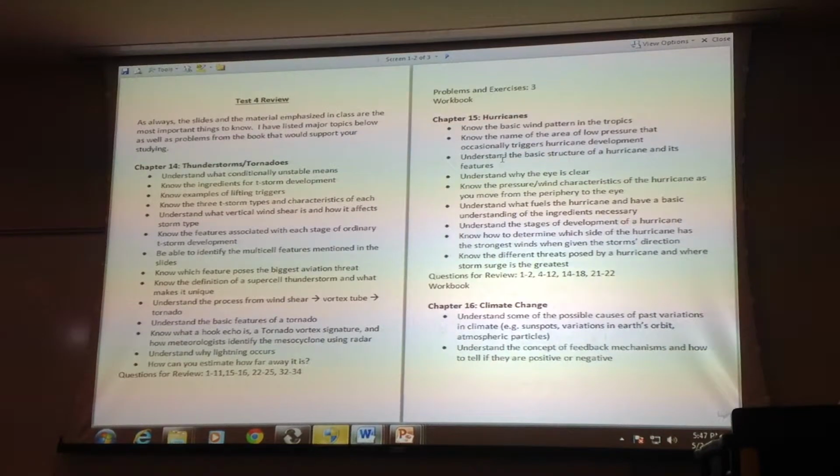Understand the basic structure of a hurricane and its features. So that's like the eye wall. What do y'all remember about the eye? Tell me some of the eye features. It's calm. How about the temperature characteristics? Compared to other parts of the hurricane, is it warmer or colder? Warm. And do you remember why it's warm?